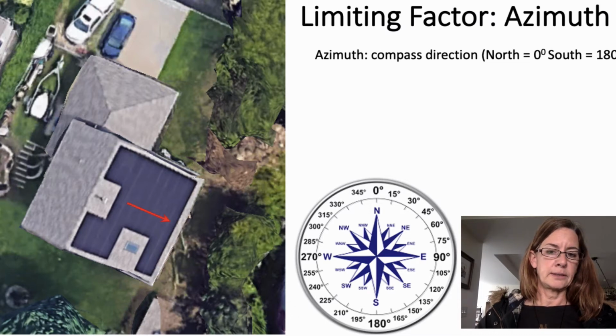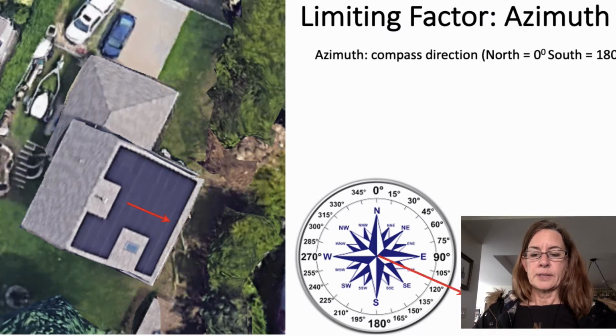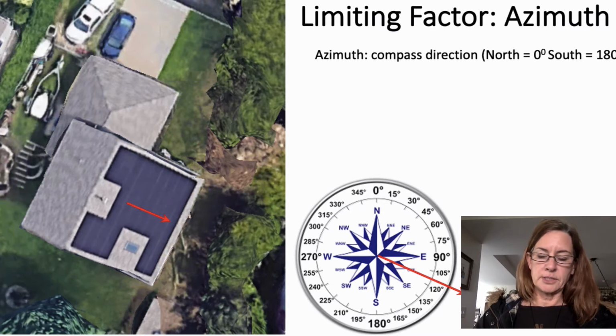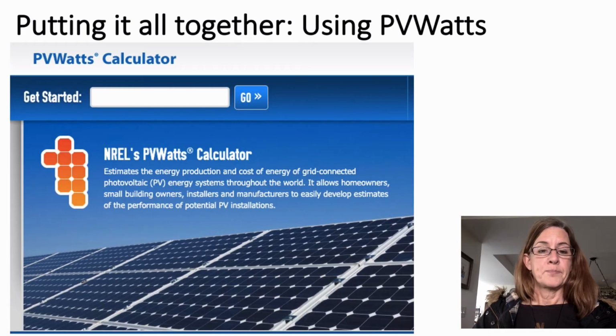And if I indicate the direction that that's facing with the red arrow, and then I put that same arrow over on the compass on the right, then it lines up with an angle somewhere between 105 and 120 degrees. And actually, my roof's azimuth angle has been calculated to be 112 degrees. So that's not ideal, but we still get plenty of sunlight in spite of that.